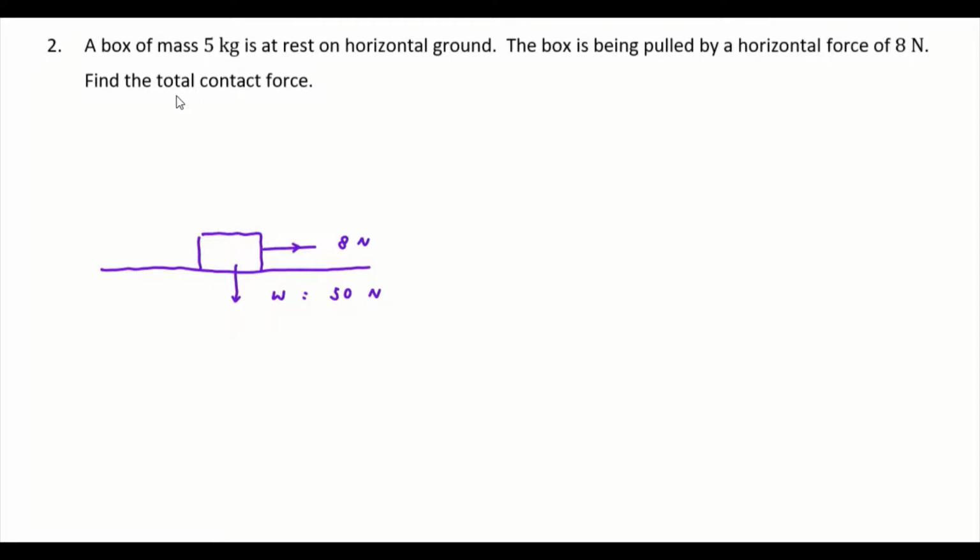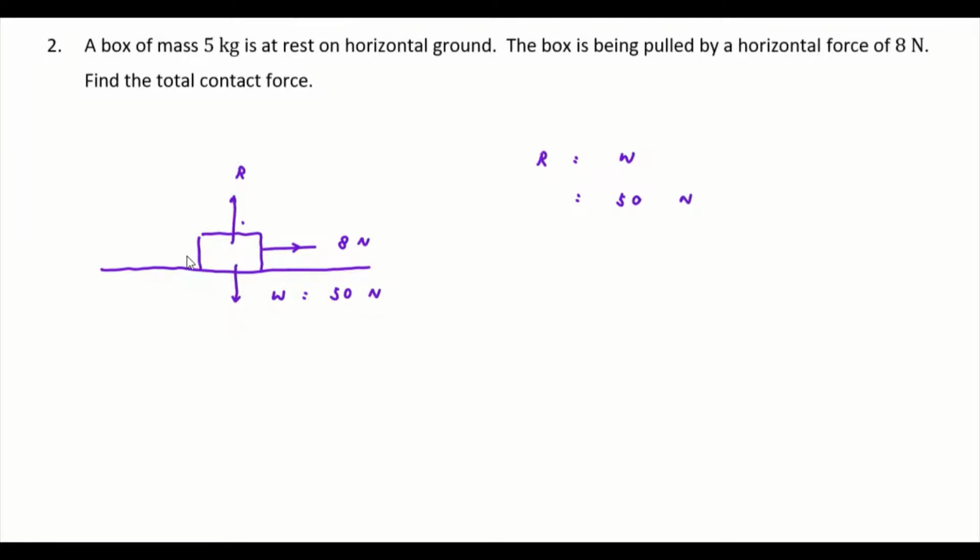Find the total contact force. If you can remember, the contact force actually consists of your normal reaction and also your friction. So this is the same thing as number one, and basically everything is quite clear. You only have the vertical component and the horizontal component. There's nothing that you need to resolve, right? So the weight here is basically the normal reaction, so the normal reaction will just equal the weight, which is 50.